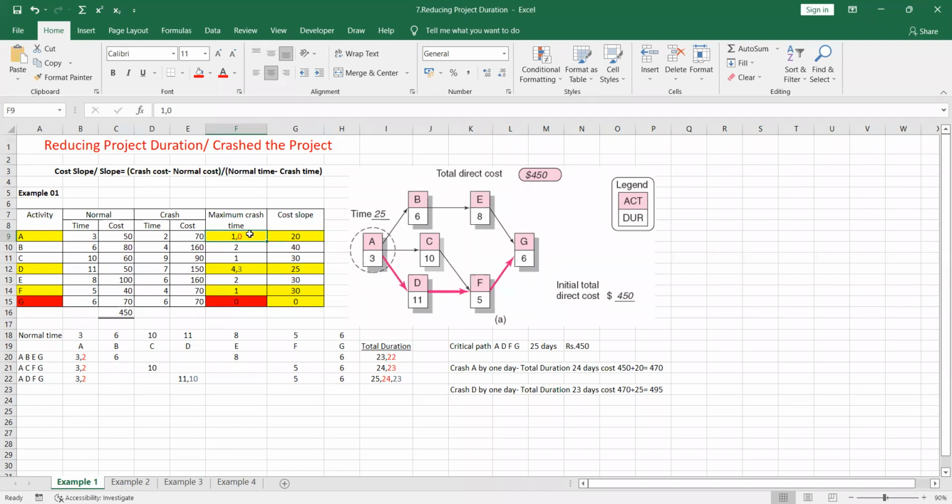So when we are crashing the activity A by 1 day, the maximum crash time now becomes 0 for the activity A. That means we cannot crash the activity A further. Therefore, we have to cut the activity A as well. So I am cutting the activity A as well.